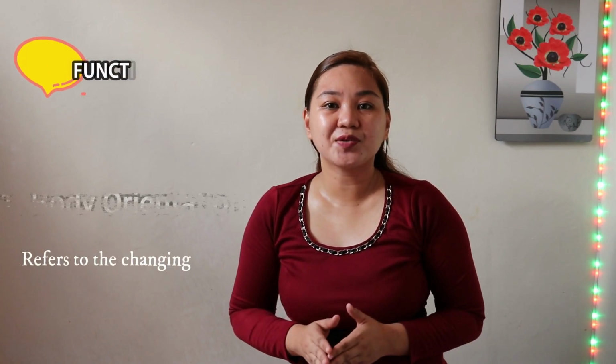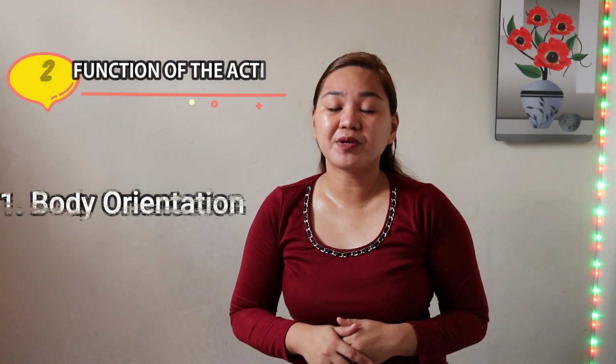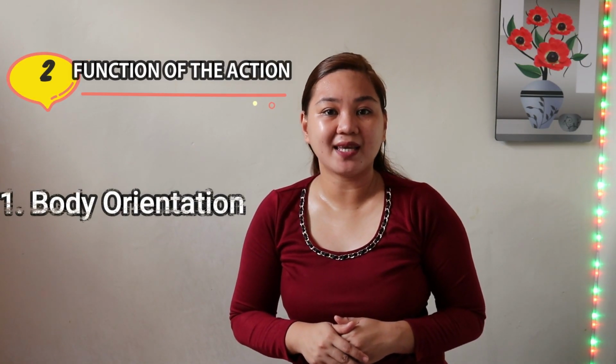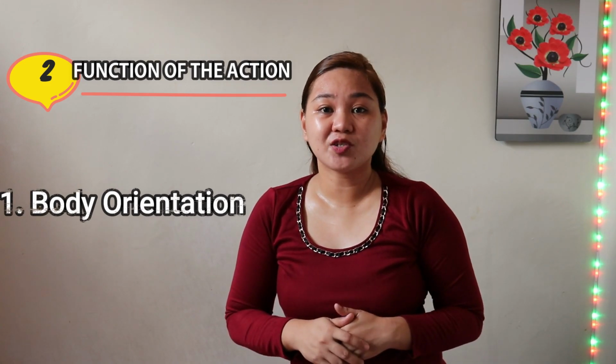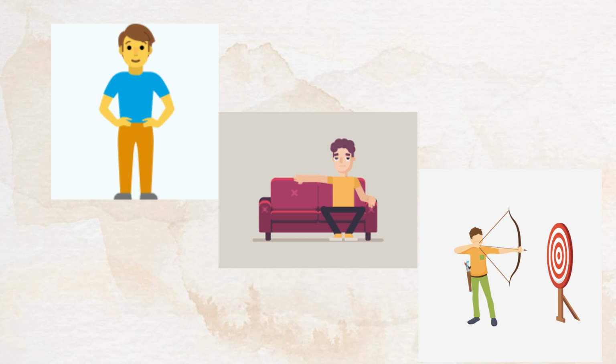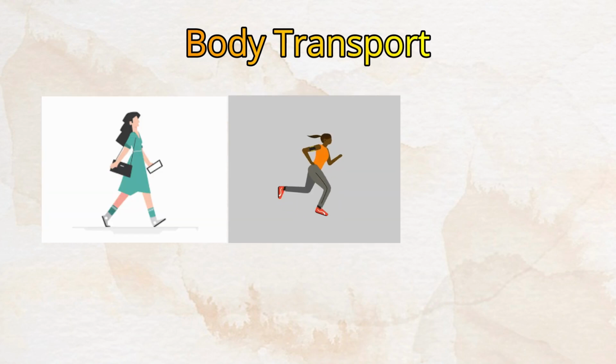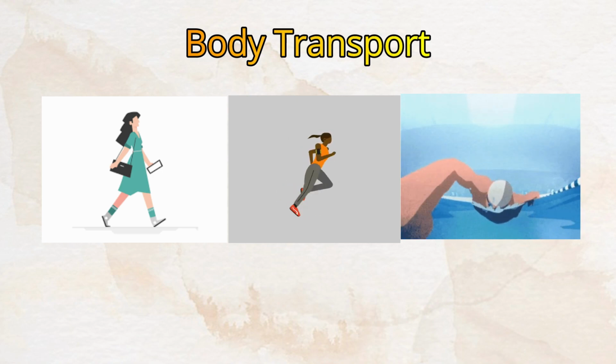Number 1, the body orientation. This refers to the changing or maintaining of body position. Two types of body orientations are important for classifying skills. Some skills, such as standing, sitting, or shooting an arrow in archery, require body stability. Other skills require body transport, which means moving from one place to another. Skills such as walking, running, and swimming involve body transport.